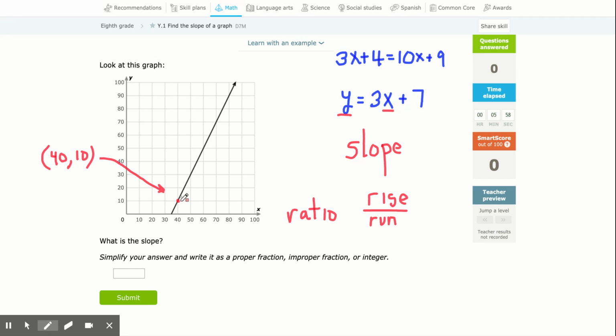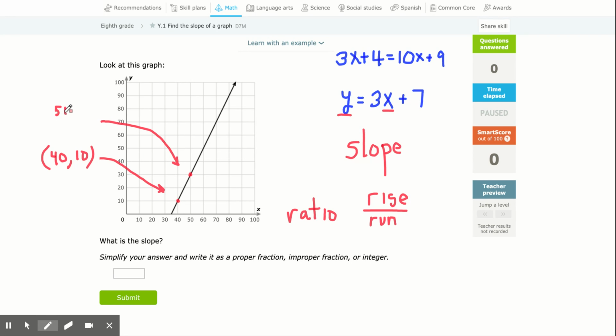Then I look along the graph until I find the next nice intersection where a vertical axis grid line and a horizontal axis grid line intersect the actual line we're trying to find the slope of. And that's this point right here. So that point right there has an x value of 50 and a y value of 30.